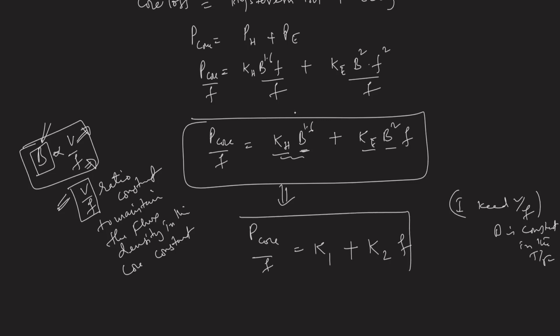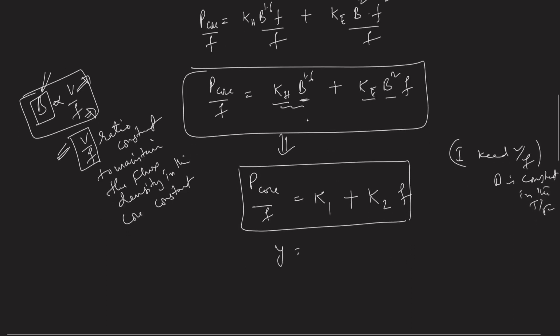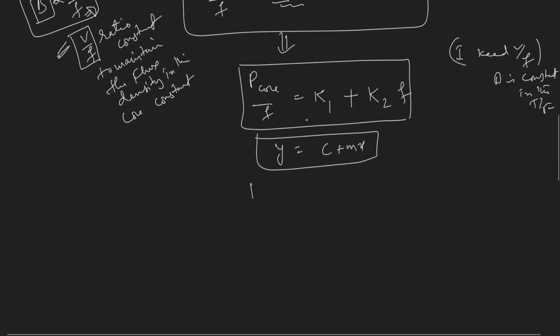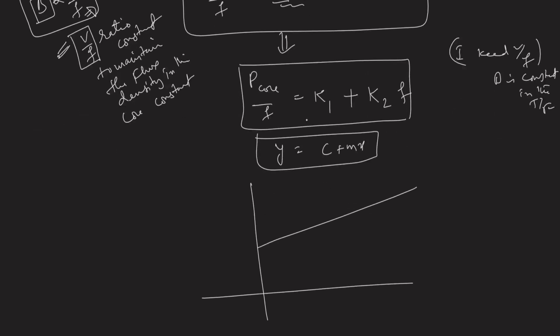So this is a simple straight line equation, Y equals mx plus c, having an intercept. This intercept is equal to K1 and the slope of this is equal to K2. This function is between F and Y, where Y is P core by F, the core loss by F.